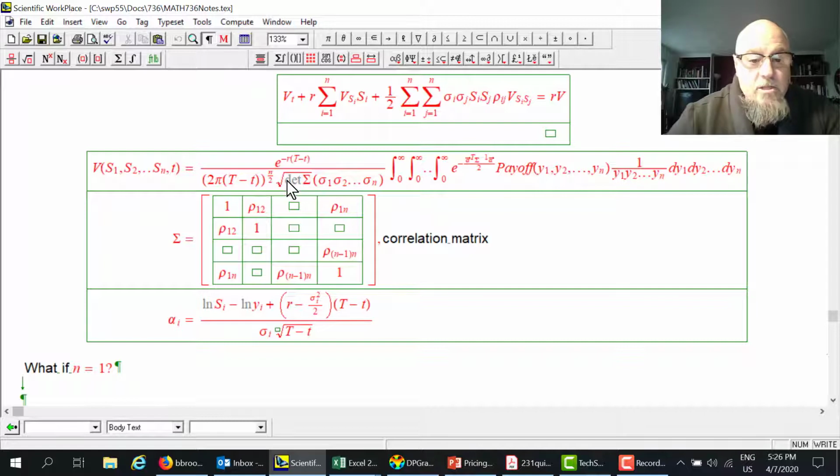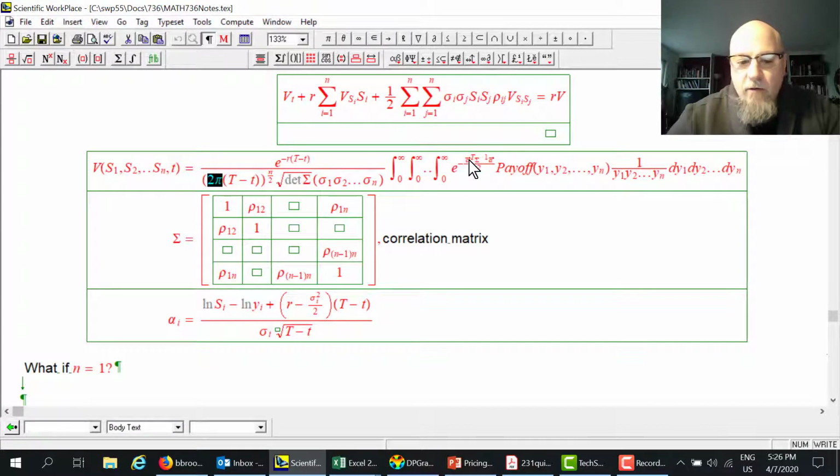Now, that shows up in here, the determinant of the correlation matrix. T minus t, that's the tau, that's the time left. This is our discount, because this integration is summing up over all the possible outcomes, and then we're discounting that. This 2 pi to the power n, almost like the square root of 2 pi, but n is how many stocks there are, 2 pi (T minus t). That's like the multidimensional Gaussian, a 3D bell curve kind of thing. I guess N-D.